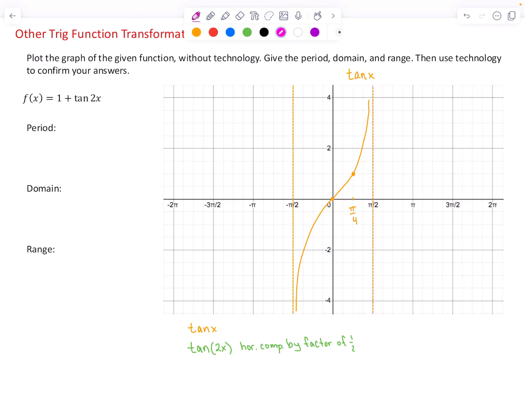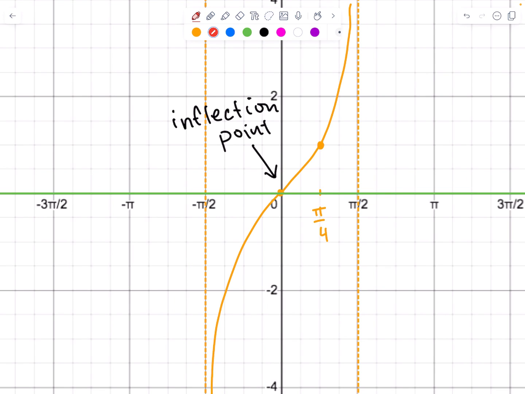Now, before I do the compression, I want to point out something about this tangent graph. The x-axis we still call the midline, and its equation is y equals 0. This point of the tangent graph is called an inflection point. Notice that the inflection point is always found halfway between any pair of consecutive vertical asymptotes. So this distance and this distance are equal.